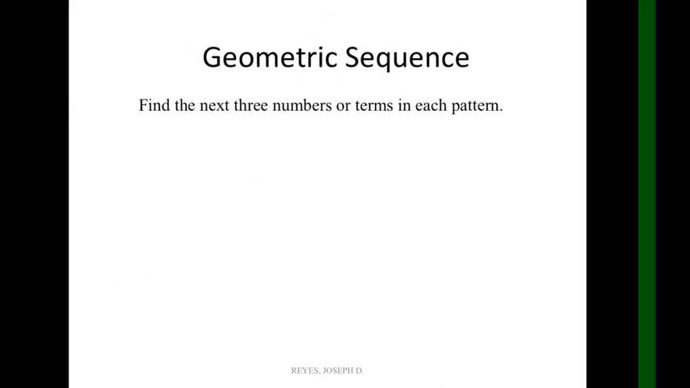Another example. Find the next three numbers or terms in each pattern. Given 512, 256, 128, and 64. Kung napapansin nyo, yung unang given kanina ay ascending o pataas yung number. Dito, pababa ang number. So, nag-start siya ng 512. At kung nakikita nyo, lumiliit ang value ng number. So, hanapin natin yung next three terms after ng 64.